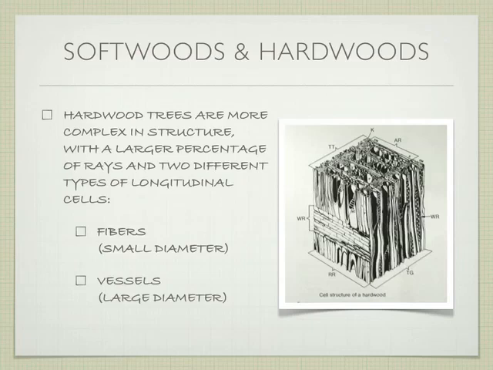Hardwood trees have a very different grain structure. They have a lot of different cells. They have the longitudinal cells, and those are fibers, which are small diameter, and vessels, which are large diameter. So we see the vessels, and then we see the fibers, or the thinner ones. And then we have rays, which are in here. We've got a bunch of different pieces going in different directions, which results in that.